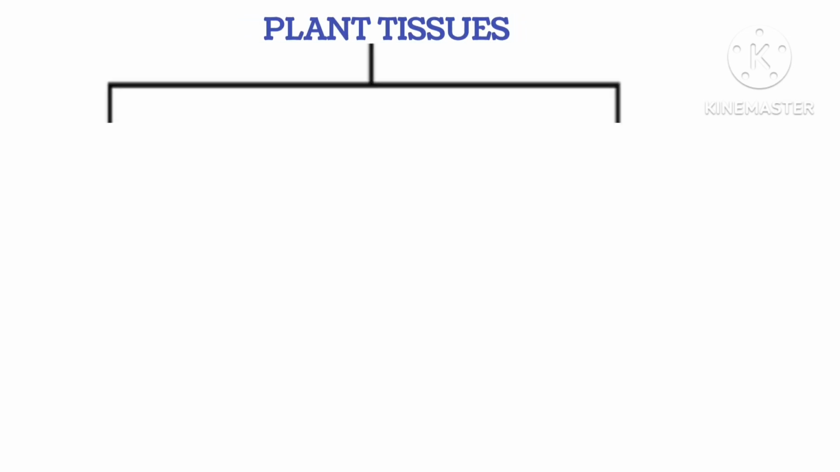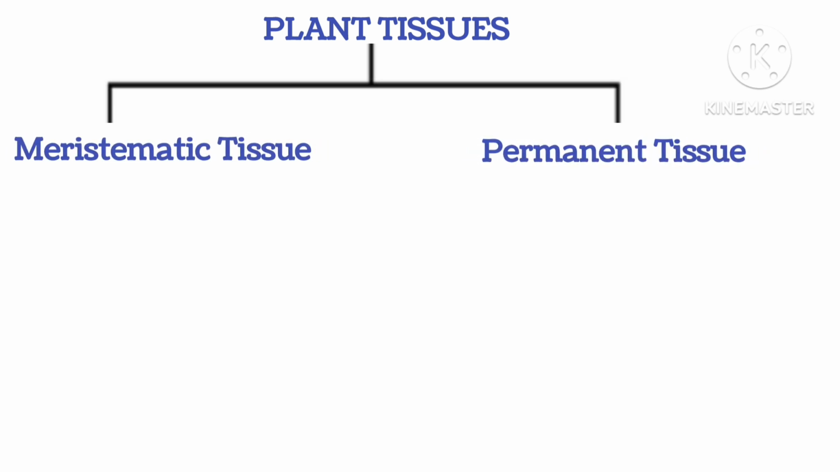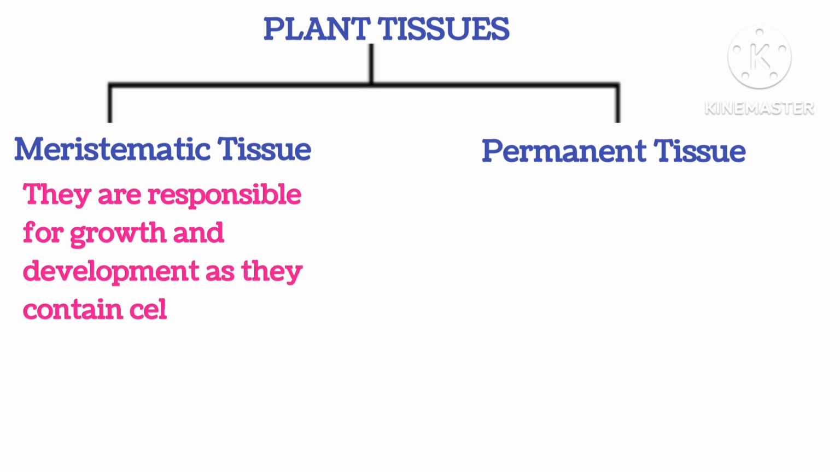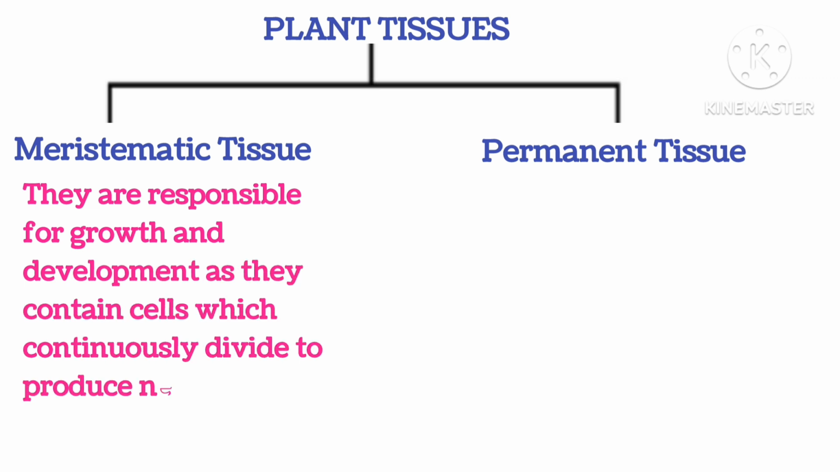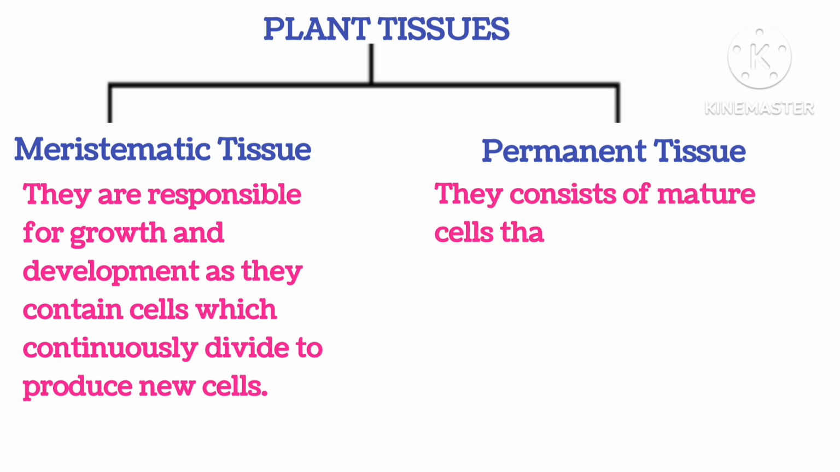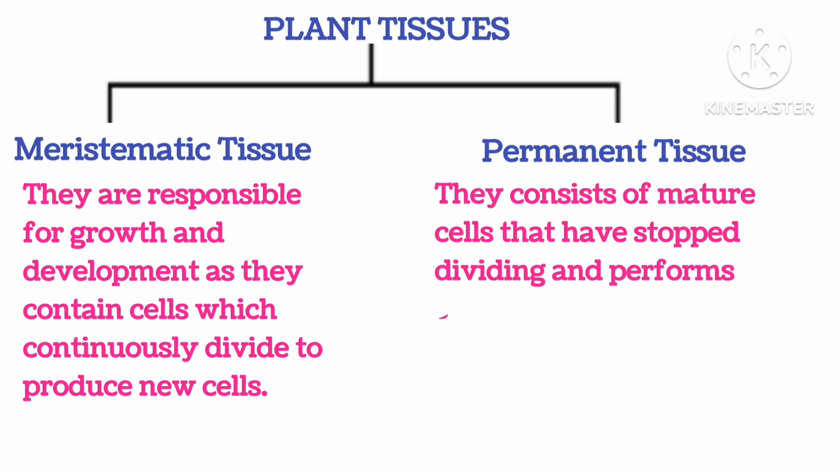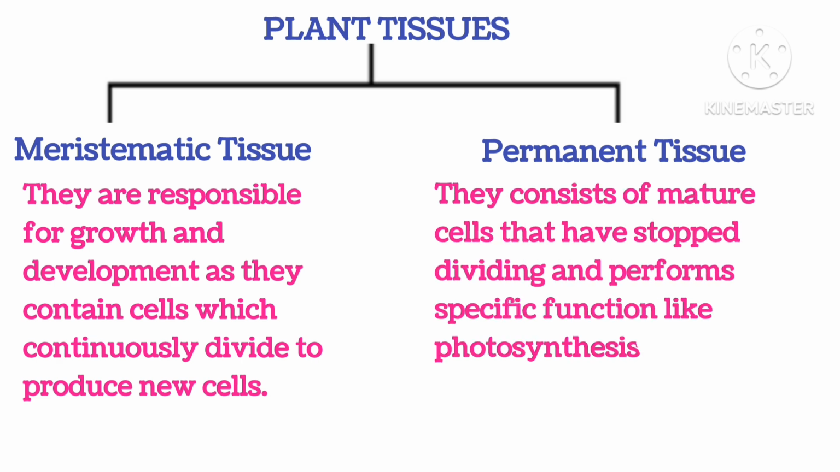Plant tissues. They are of two types: meristematic tissues and permanent tissues. Meristematic tissues are responsible for growth and development as they contain cells which continuously divide to produce new cells. Permanent tissue consists of mature cells that have stopped dividing and perform special functions like photosynthesis, storage, and support.